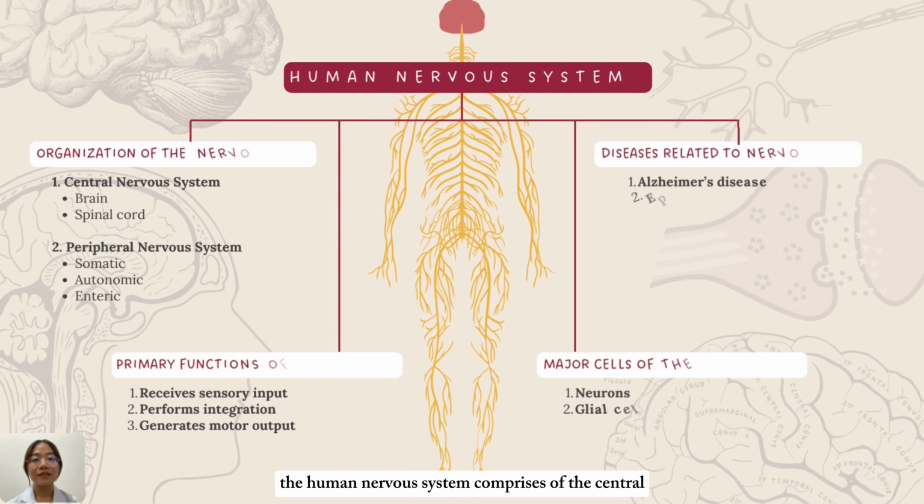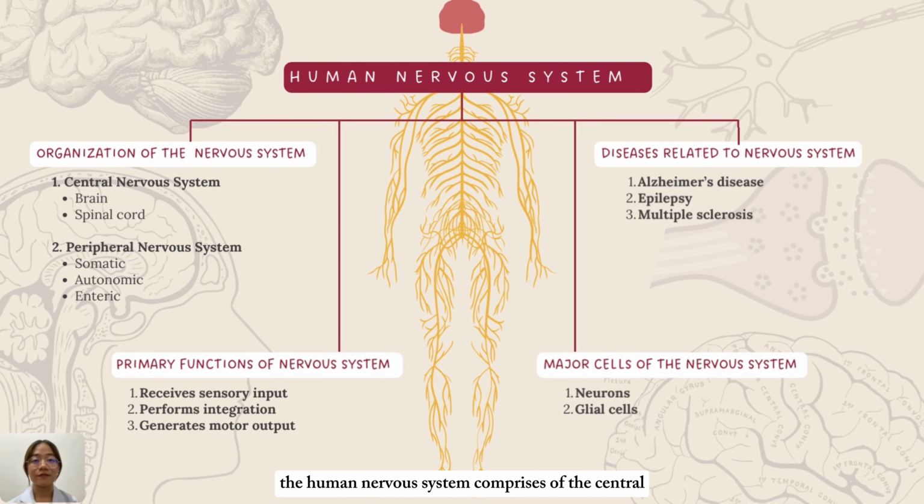In summary, the human nervous system comprises of the central nervous system and the peripheral nervous system. And the main functions of the nervous system is to receive sensory input, perform integration, and generate motor output. Major cells of the nervous system include neurons and the glial cells. And examples of diseases related to nervous tissues are Alzheimer's disease, epilepsy, and multiple sclerosis. That is all from me about the human nervous system.